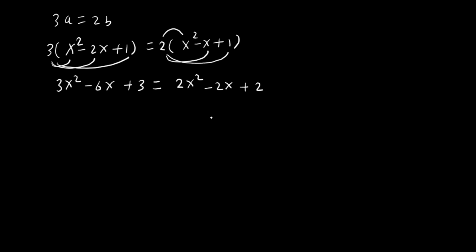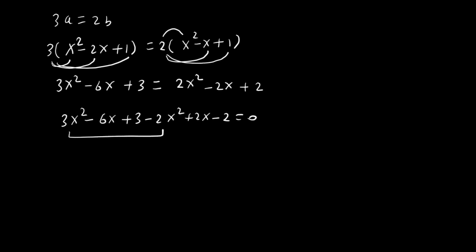Now if we take all the expression on the same side, then 3x square minus 6 times x plus 3 minus 2 times x square plus 2 times x minus 2 is equal to 0. 3x square minus 2x square is x square, minus 6x plus 2x is minus 4x, plus 3 minus 2 is plus 1, equal to 0. So x square minus 4x plus 1 is equal to 0.